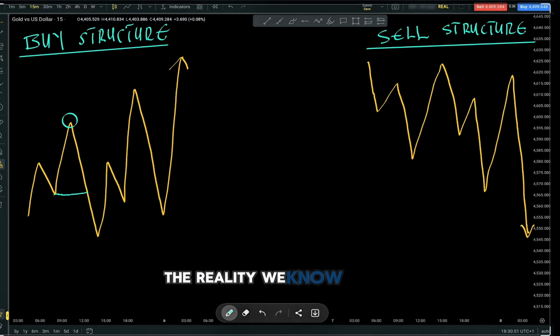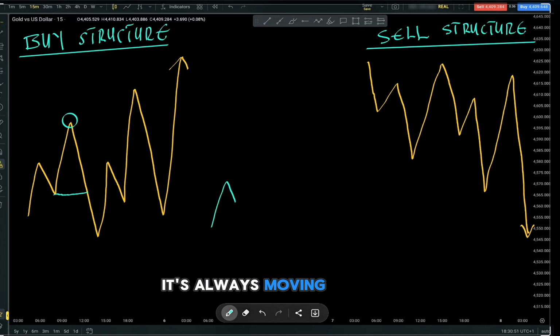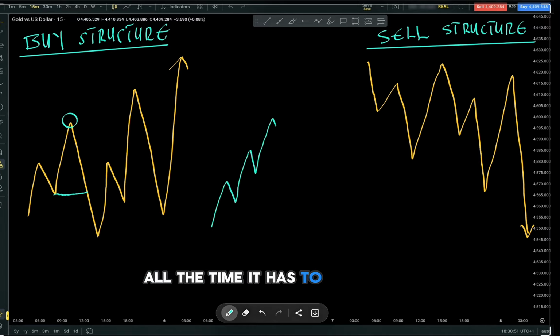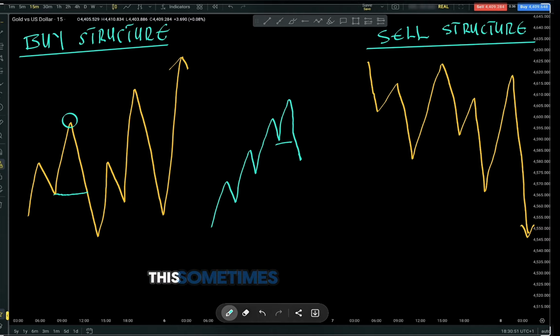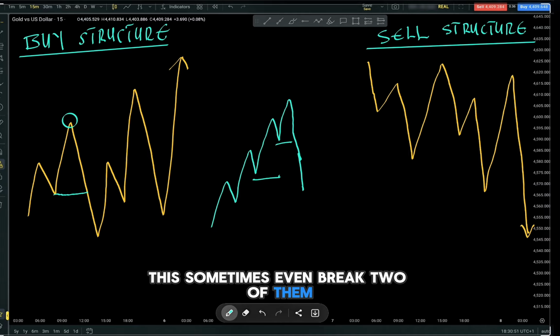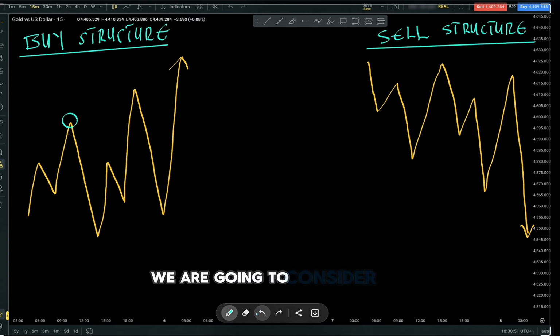The reality we know in the market is it's always moving like this. All the time, it has to be moving like this. But you have a case where one high will lead to break this, sometimes even break two of them. That is the high that we are looking for. In this case, we are going to consider this high here.